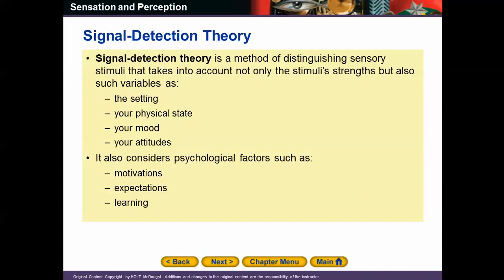The signal detection theory is a method of distinguishing sensory stimuli that takes into account not only the strength of the stimuli, but also variables like the setting, your physical state, your mood, and attitudes. It also considers psychological factors like motivations, expectations, and learning. So it's just a way that we test people's sensory stimuli.